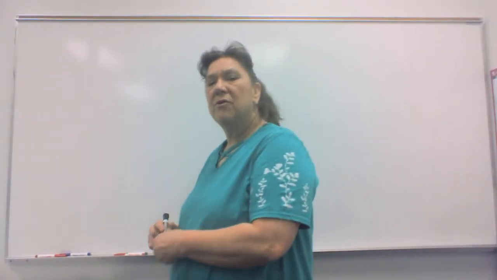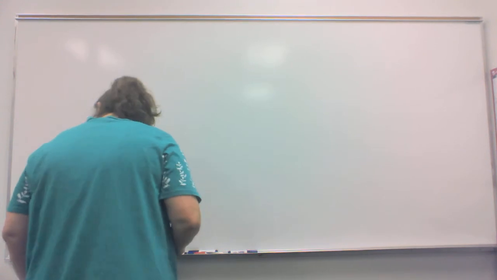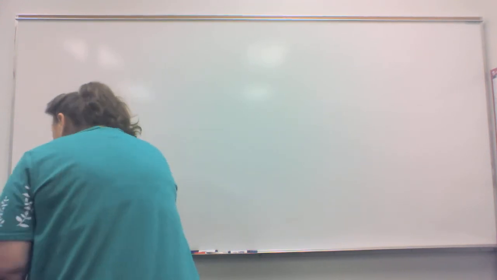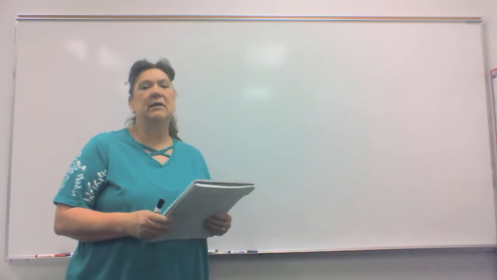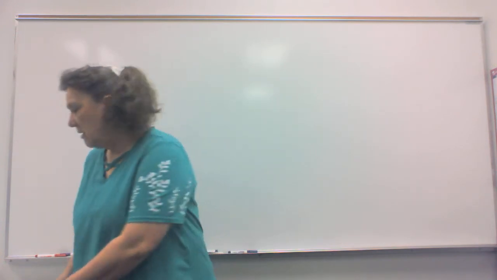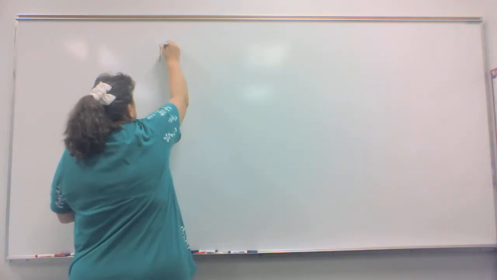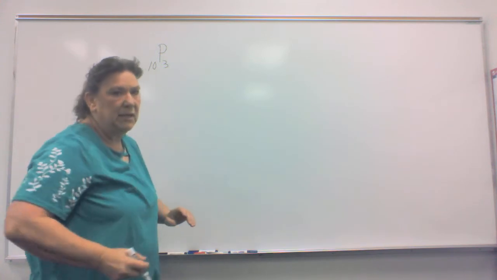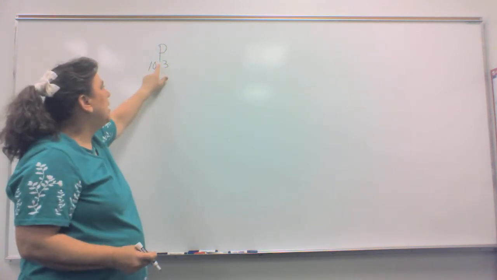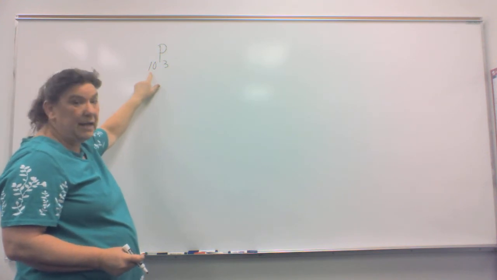Hello again. We are going to continue with our combinations and permutations lecture. As we look at it, let's just use the formula a little bit to see how it works. So, if we have permutations 10 and 3, what does this mean? This means I want to know how many groups of 3 I can build from a set of 10.